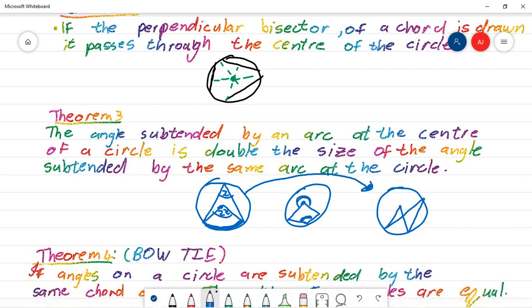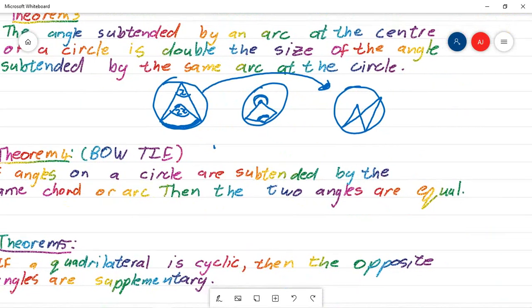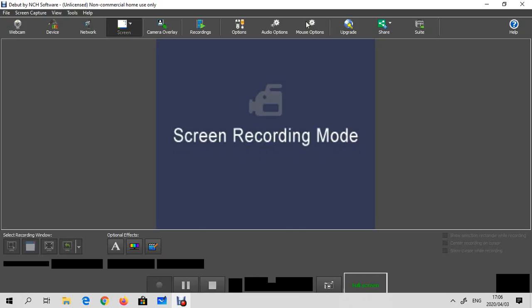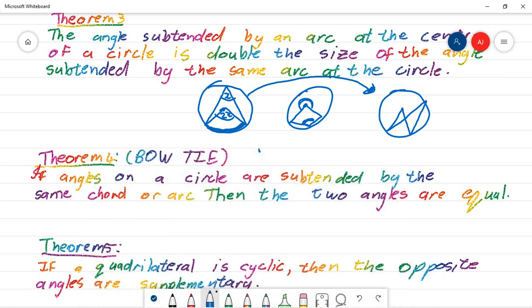Okay. The next one, it's the bow tie theorem, which we all know well by now. Now, it states if angles on a circle are subtended by the same chord or arc, then the two angles are equal. Meaning, if you have your circle and then you have your angles that are subtended in the same segment, meaning they fall in the same area or same segment, then those angles are equal, which is your bow tie, essentially.